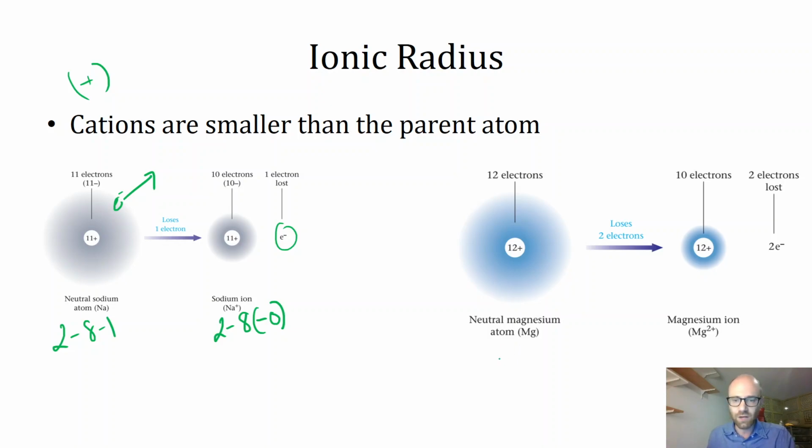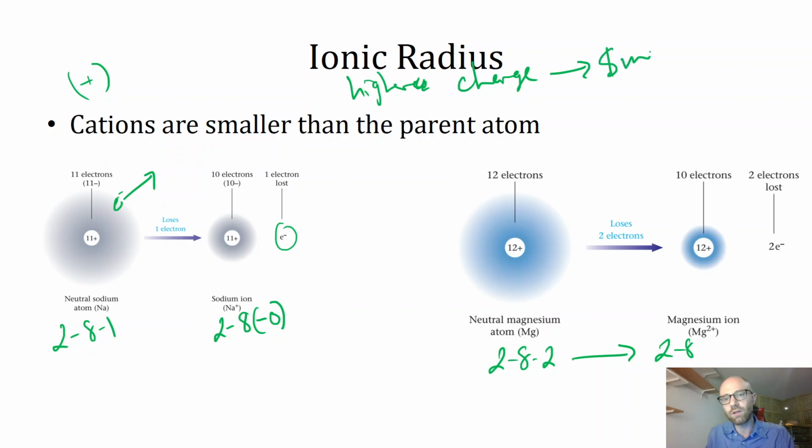And just to look at these images, they're not exactly to scale, but it does seem to me that as we go from 2,8,1 to 2,8, as we lose 2 electrons, the effect is amplified. So higher charge, smaller ion. Now that is to say higher positive charge, smaller ion, because we're only talking about cations in this case.